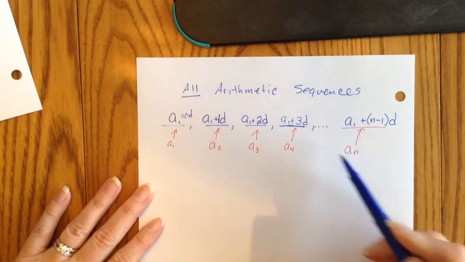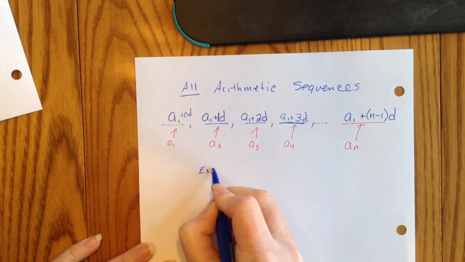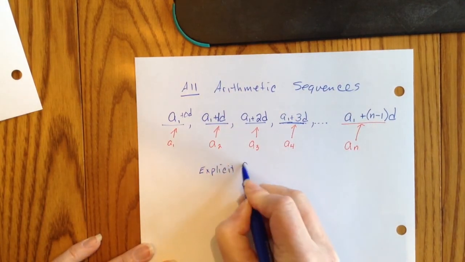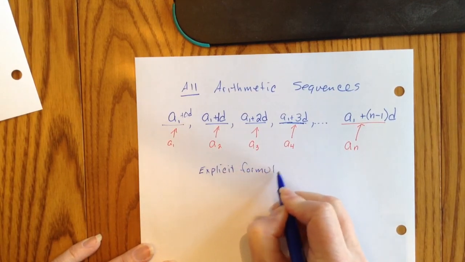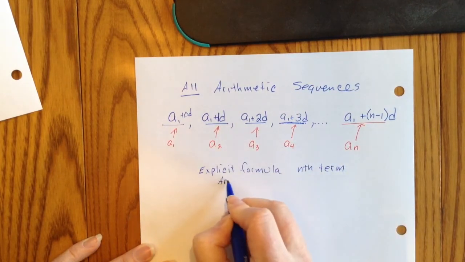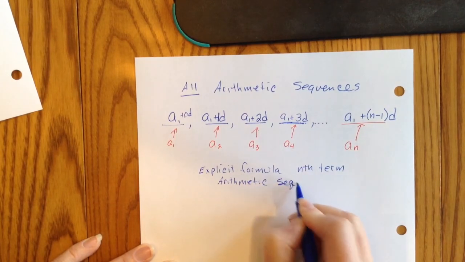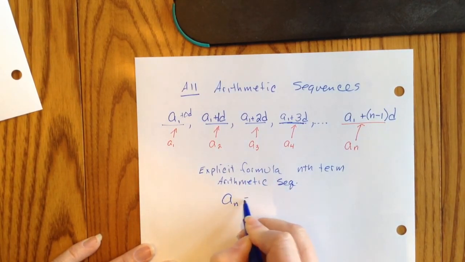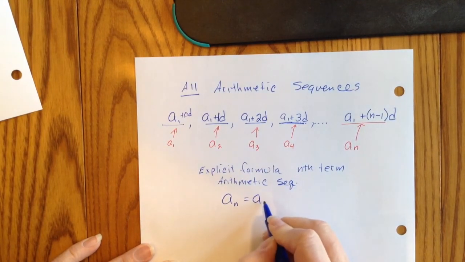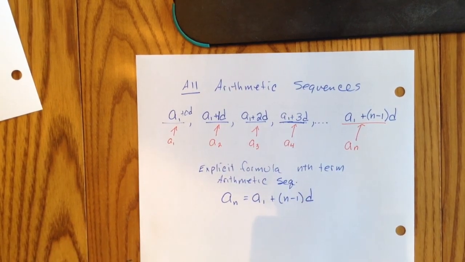And ladies and gentlemen, this actually becomes a formula. This is called the explicit formula for the nth term, specifically in an arithmetic sequence. So the nth term can be found: A sub 1 plus n minus 1 times D. I know, that is really exciting. We'll go from there later. Don't worry, there's more.